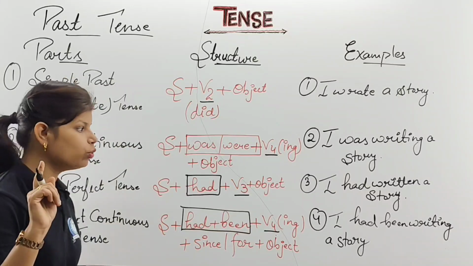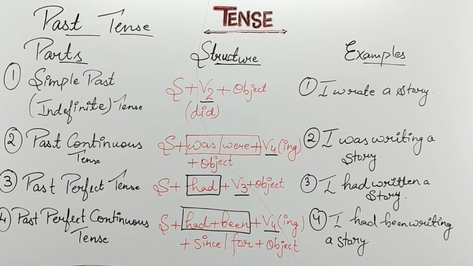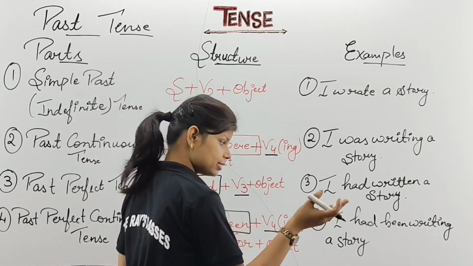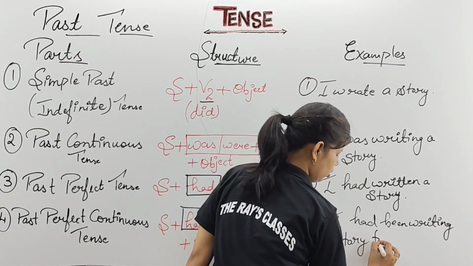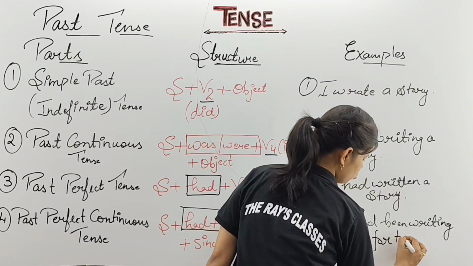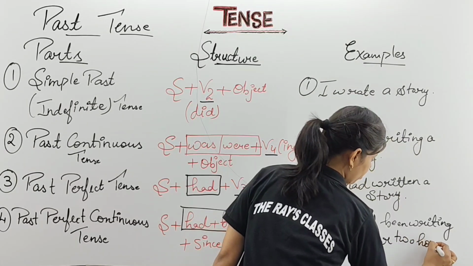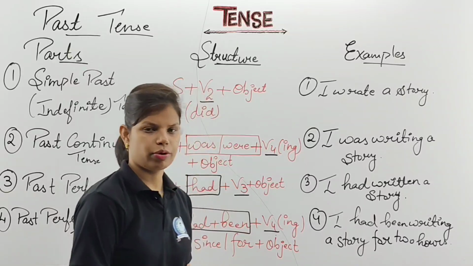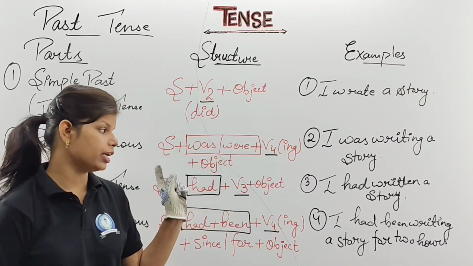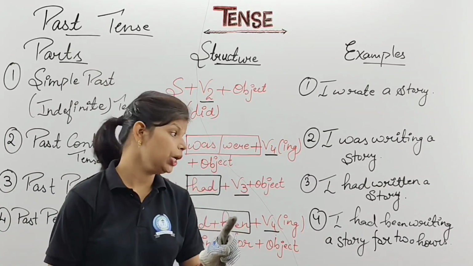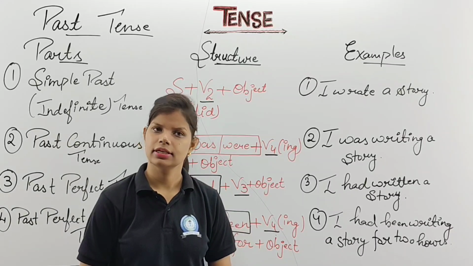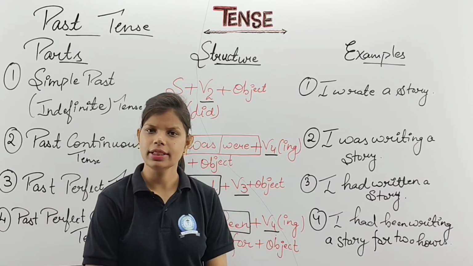Question is whether you will use since or for. Your question is for how many hours? Yeah, for 2 hours. Already the work is going on in continuation. There I have used I have been writing a story for 2 hours. Clear? Shall I go with?